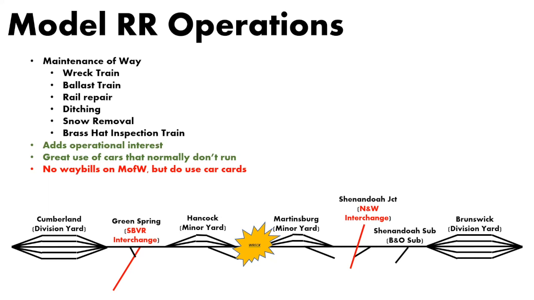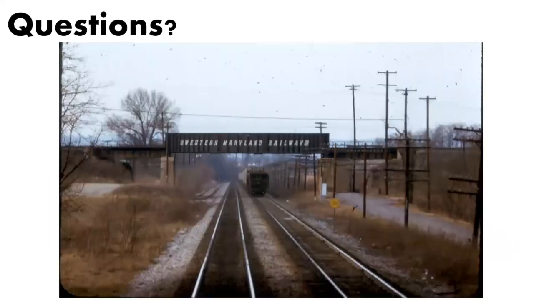So there is one or two cases where you would use a waybill in maintenance of way, but generally speaking, like a crane, for example, no. You know, flat cars that are used in maintenance of way service, no. But very interesting to add to your operations. It's something that the car card system can help you with as well.